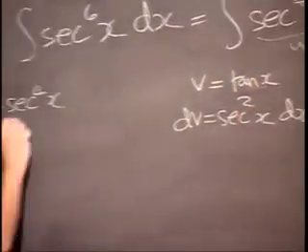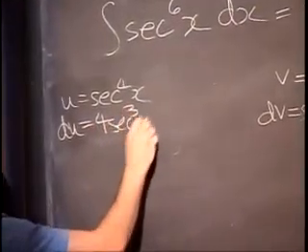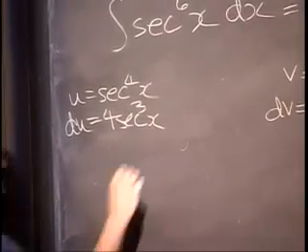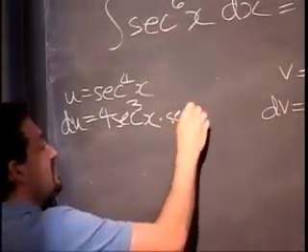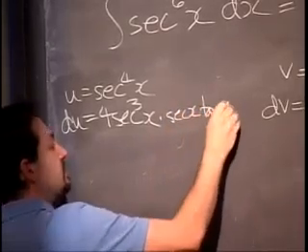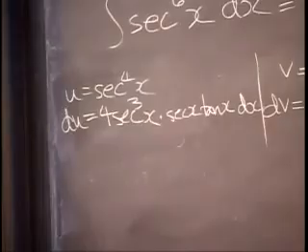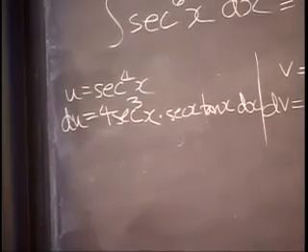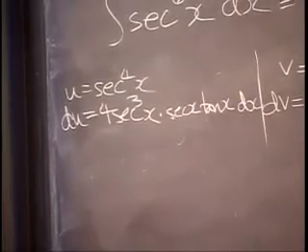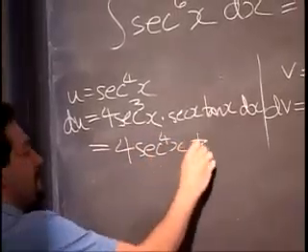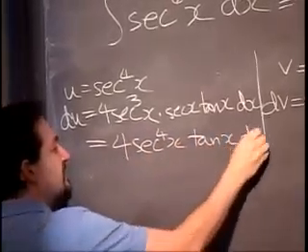du is 4 secant cubed x. That's just the 4th power rule. Unfortunately, you also need a secant x tan x dx, because the derivative of secant is secant x tan x. So I guess that simplifies to 4 secant to the 4th x tan x dx.